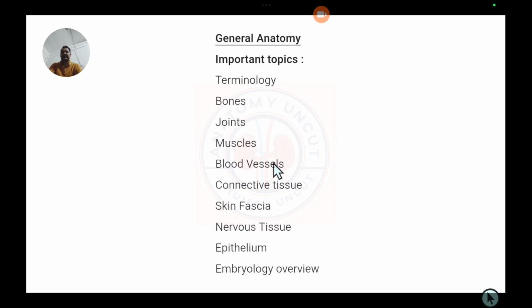Now we are going to begin with the connective tissue, the blood vessels, the skin, fascia, a few of the nervous tissue slides, and whatever we see along this path we will discuss, and I hope this review will make reading anatomy easy. So let us begin.